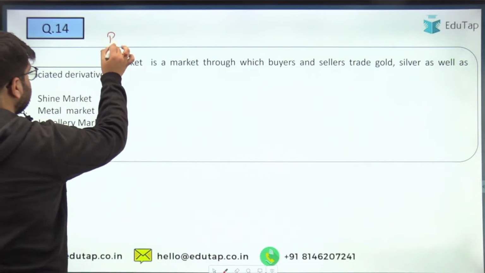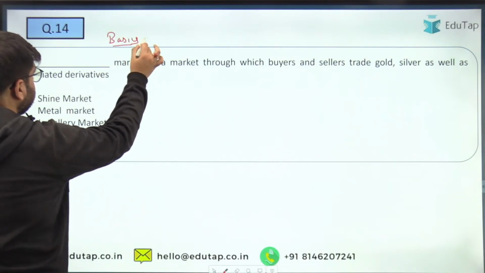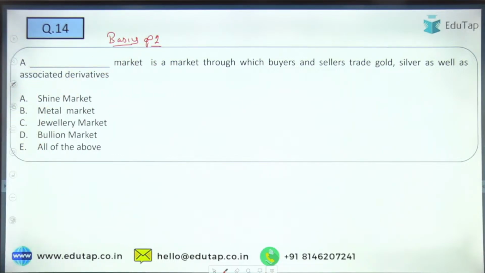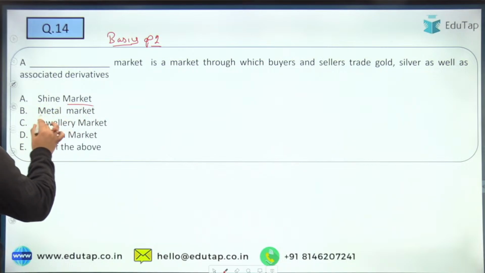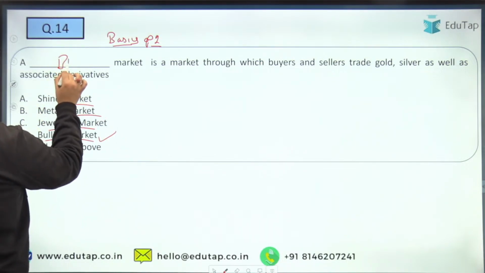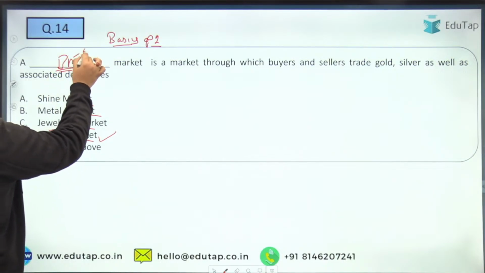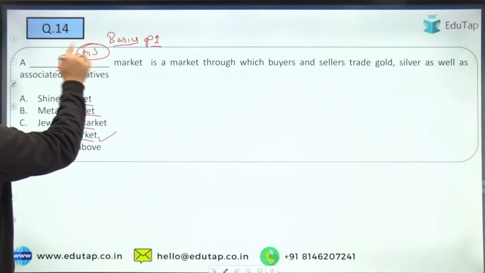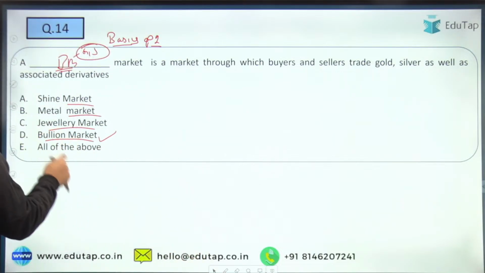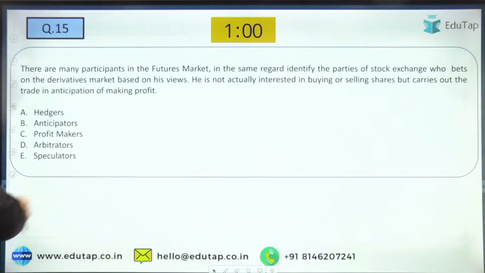Again, this is a question taken from your basics of investment. If you don't know this, then definitely basics of investment is not basic anymore. Options: shine market, metal market, jewelry market, bullion market. The correct answer will be bullion market. In your bullion market, you can trade your gold and silver plus the associated products of gold and silver. So your correct answer will be bullion market, option number D.